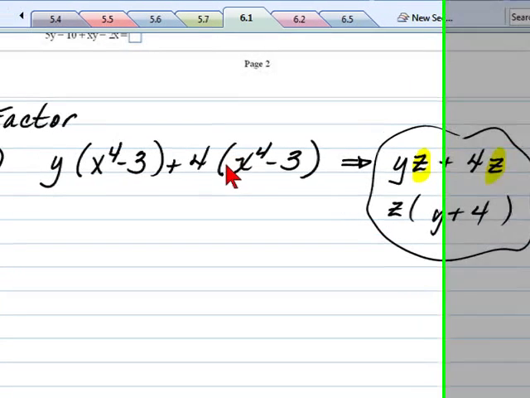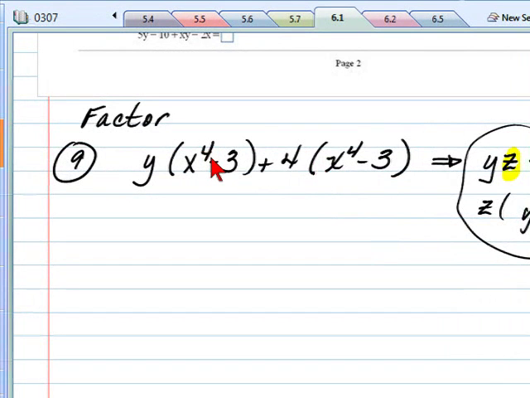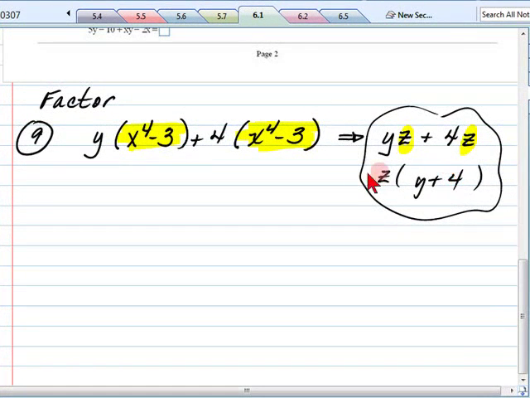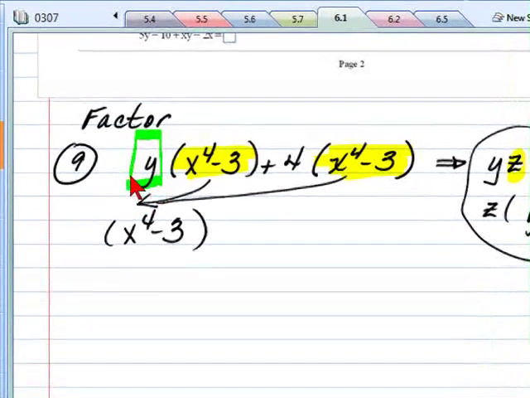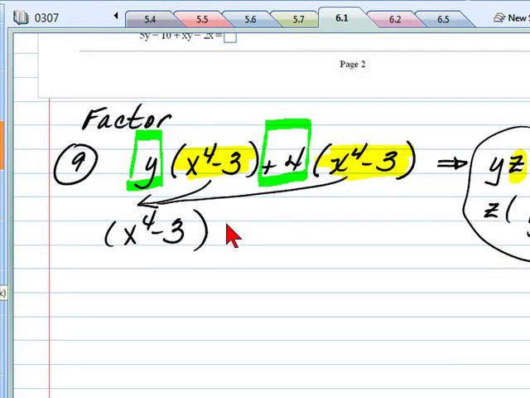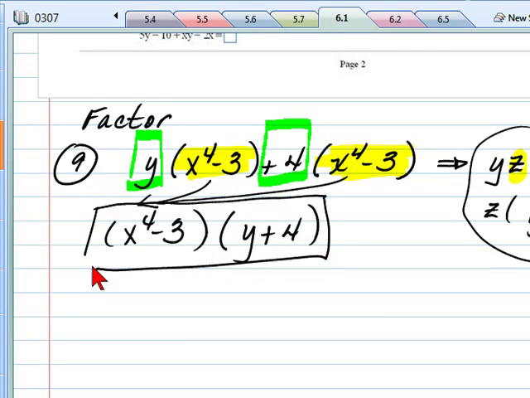In our problem, we have something that's similar, but in the place of the z, I have a binomial in parentheses, an x to the fourth minus 3, and an x to the fourth minus 3. This is what's known as a common binomial factor. It's in this group, and it's in this group. Okay? So just like with the z, where I pulled the z out in front, I'm going to take the common binomial of x to the fourth minus 3 and put it out in front. Now, what is left over? Y plus 4. Excellent. It is y plus 4. So I'll put that in the other factor's parentheses, and we have factored it, because remember, factors are things multiplied together to get this.